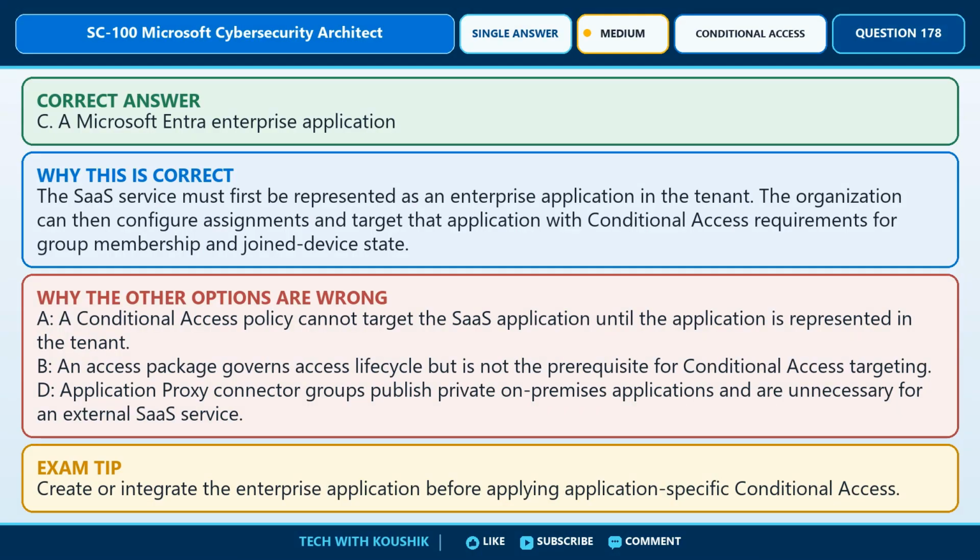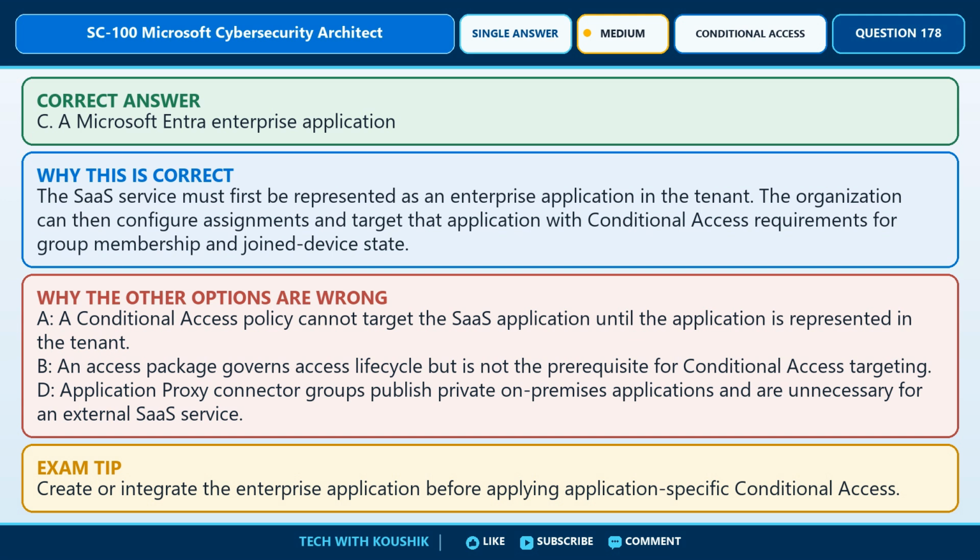The correct answer is option C, a Microsoft Entra enterprise application. Here's why. The SaaS service must first be represented as an enterprise application in the tenant. The organization can then configure assignments and target that application with conditional access requirements for group membership and joined device state.